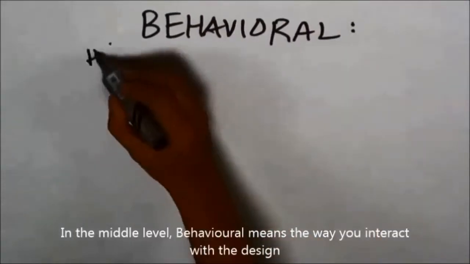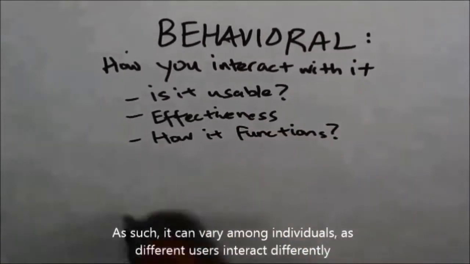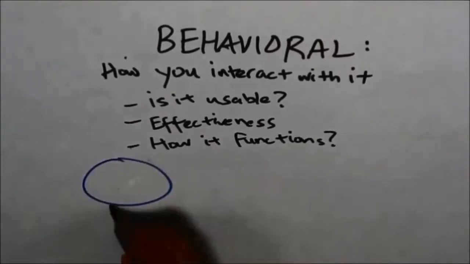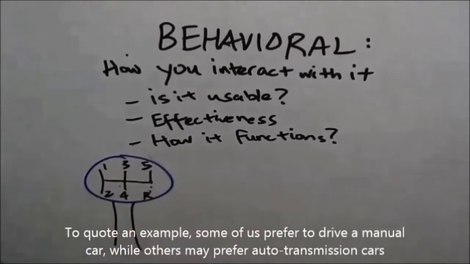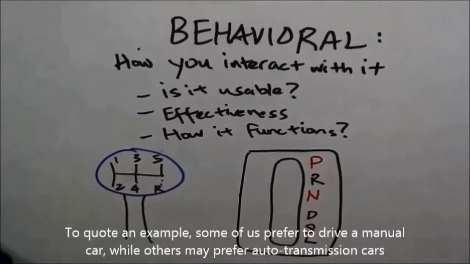In the middle level, behavioral means the way you interact with the design. As such, it can vary among individuals, as different users interact differently. To quote an example, some of us prefer to drive a manual car, while others may prefer auto transmission cars.